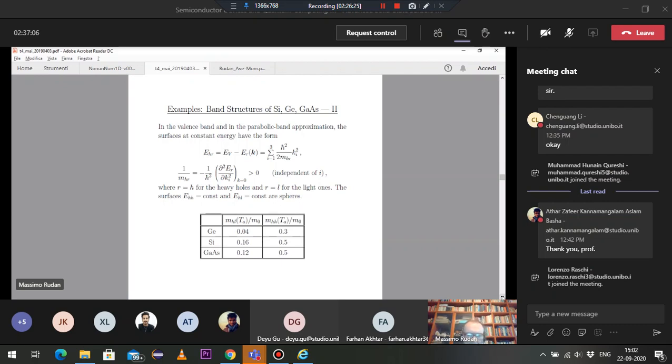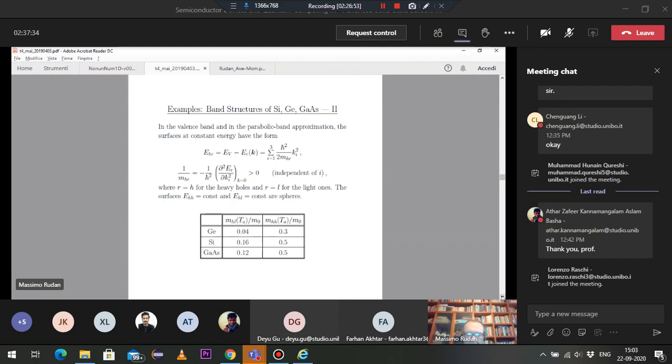They are, for germanium, 0.04, for silicon, 0.16, and for gallium arsenide, 0.12. On the right column, you can see instead the masses of the heavy branch. So MHH means the first H stands for hole and the second for heavy. Okay.